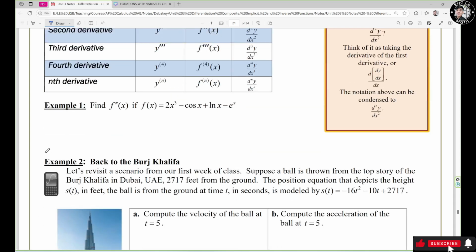Now, example number 1. Find the second derivative of f of s equals 2s cubed minus cosine s plus natural log of s minus e to the s. The first derivative is going to be 6s squared plus sine s plus 1 over s minus e to the s. And the second derivative is going to be 12s plus cosine s minus 1 over s squared minus e to the s.